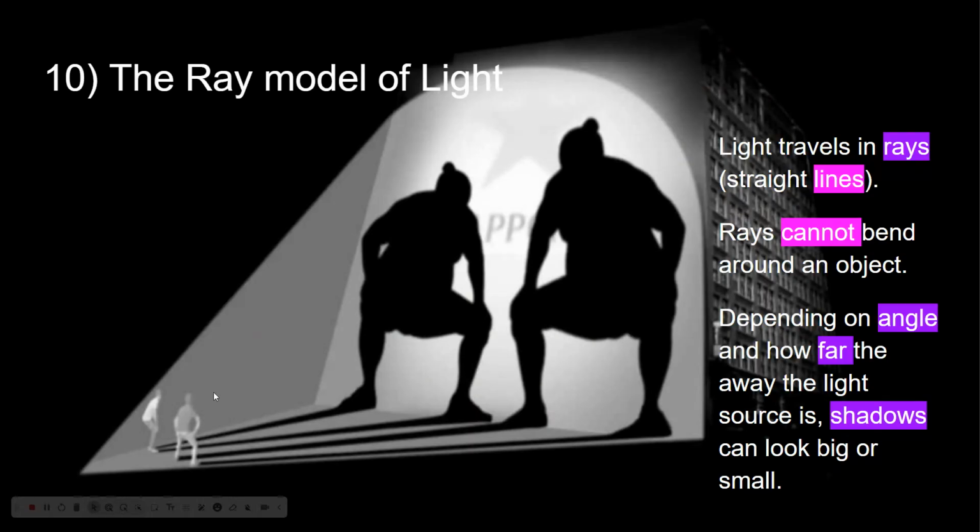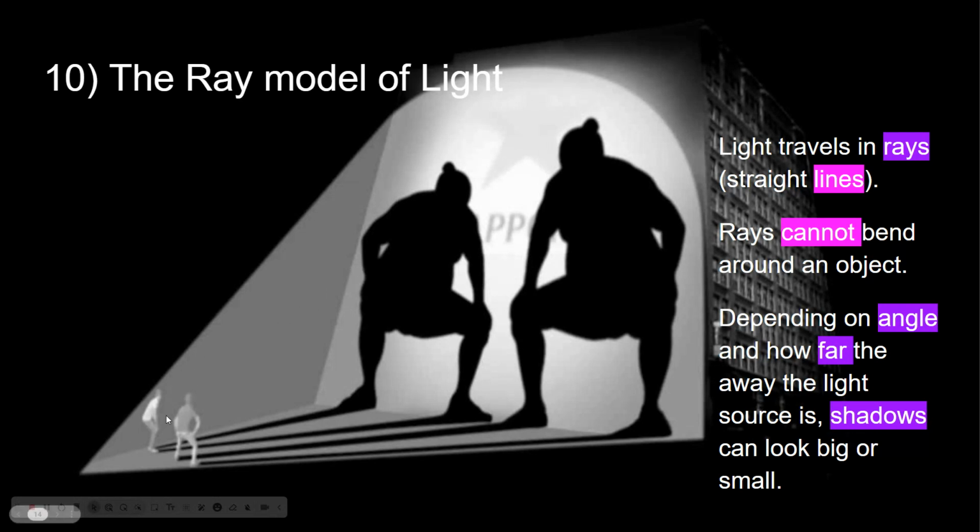Here's another example. We got two dudes here. Light source right there. These guys are just normal-sized people, but look at the size of their shadow, okay? This is based on how far they are from the wall, as well as how far they are from the light source. And we can see the angle of how the light is traveling makes them look like a couple of giants, okay? And again, we can think of how the light is traveling in straight lines, okay?